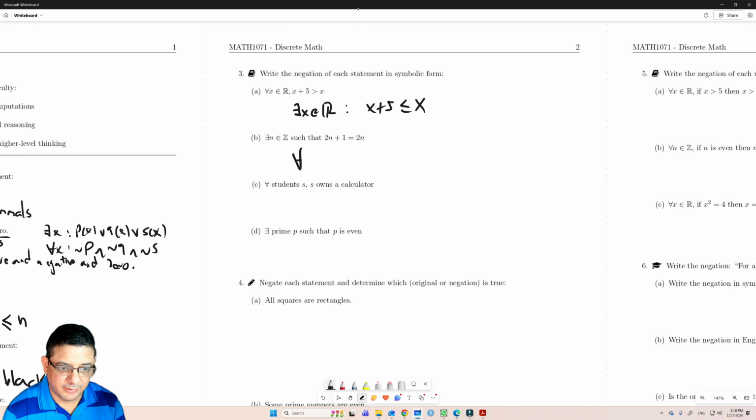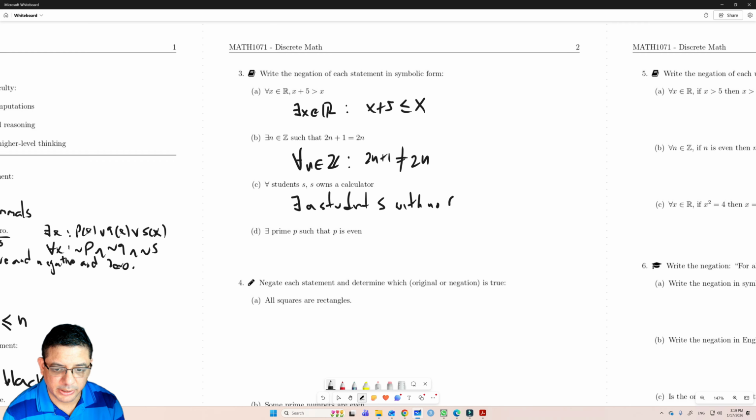Negation of there exists, for all n that belongs to C, we have that 2n plus 1 is going to be different from 2n. The negation of the equal is the fact that they're not equal. For all the students S owns a calculator. So you can say there exists a student S with no calculator, or that doesn't own a calculator.